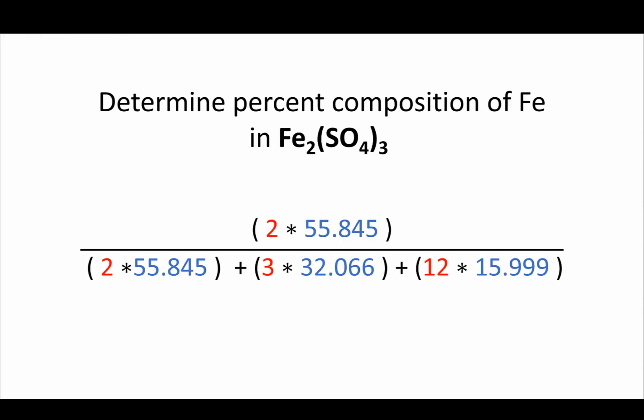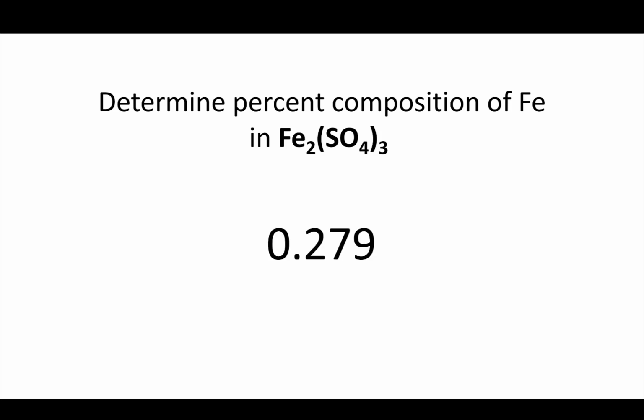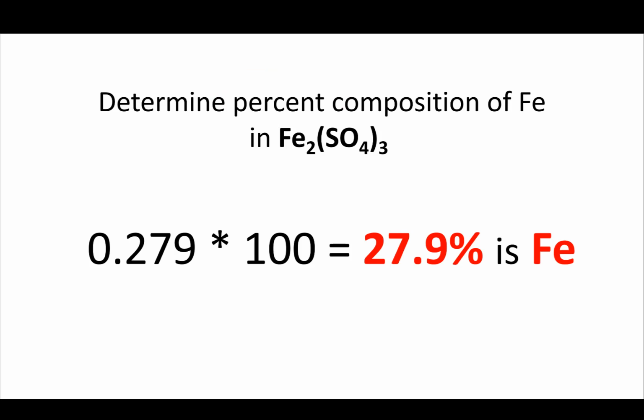This looks big, but all we have to do is put it into a calculator. We don't have to worry about it. We get 0.279. Now this is almost the answer, but we want a percent composition. So to turn this decimal into a percent, we multiply by 100, and we get 27.9% of this chemical is made of iron by mass.